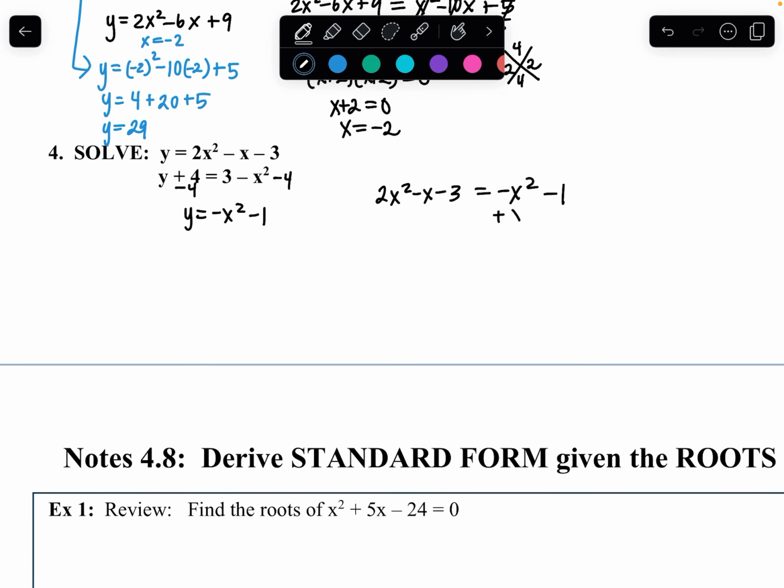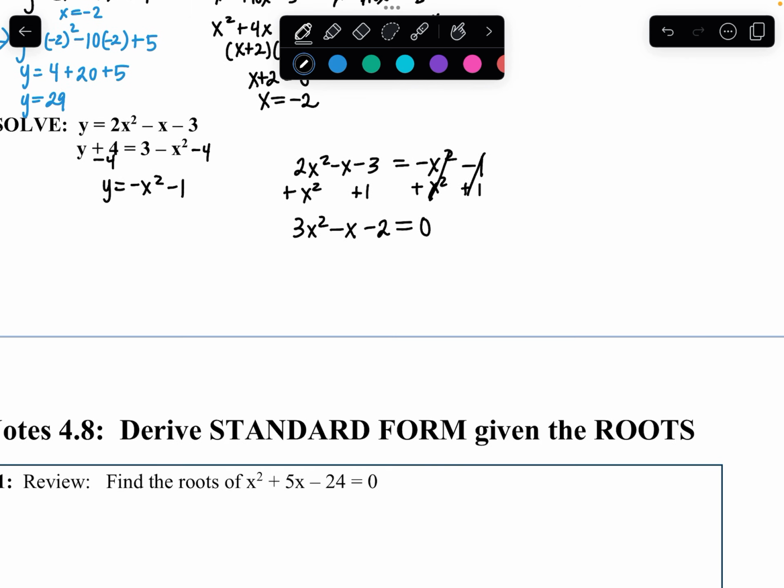Get it all on one side. So we're going to add x squared, and then add the 1. So we get 3x squared minus x minus 2 equals 0. And we can factor this. 3 times negative 2 is negative 6. And we need to add to negative 1. So those numbers would be 3 and 2. And we'd make the 3 negative.